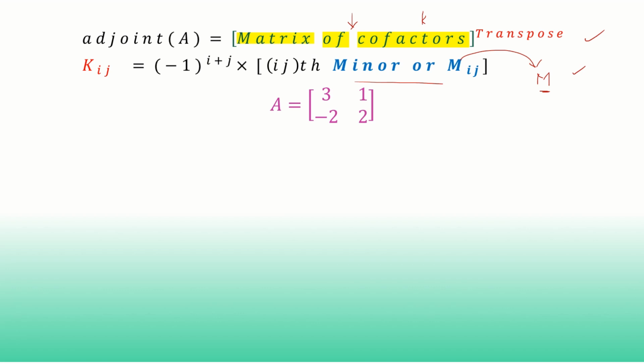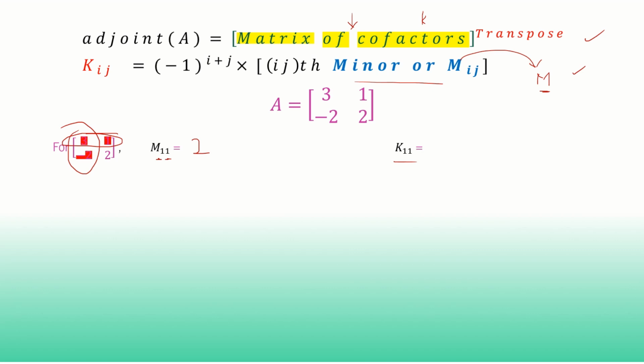To find out the first row and first column element of M, I will be hiding the first row and the first column. Are you realizing? First row, first column, I'm hiding that row and that column, and what I am left with is 2. So the first element is 2. This is how we find the minor.